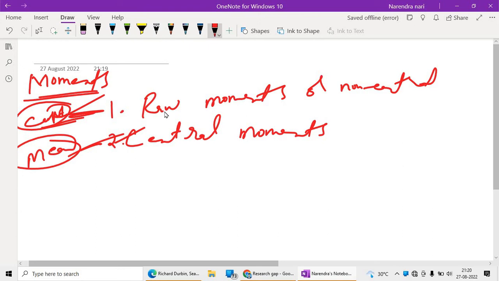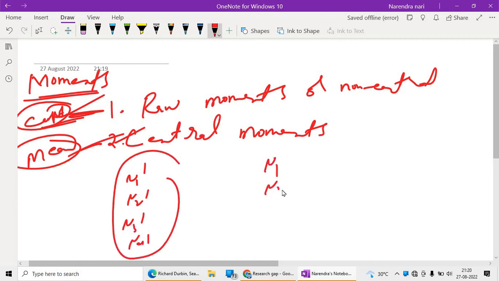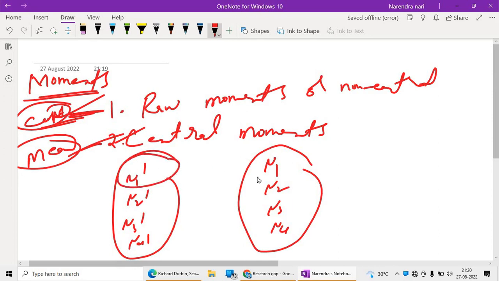Further, generally we write mu 1 dash, mu 2 dash, mu 3 dash, mu 4 dash. So these are raw moments. When you use mu 1, mu 2, mu 3, mu 4, these are central moments. So first we should have an idea of the formulas. We start from mu 1 dash. Mu 1 dash is nothing but the expected value of x. So what is the expected value of x? This is x bar.